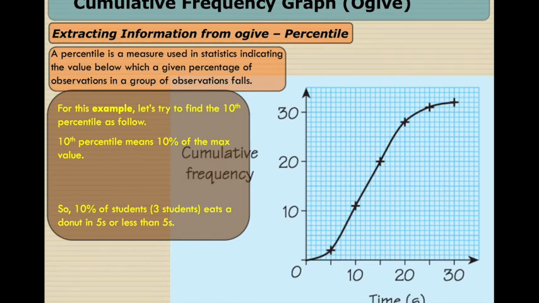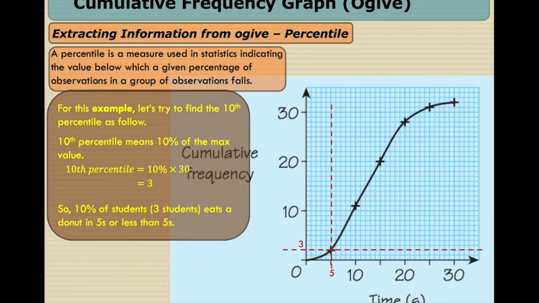In this example, let's try to find the 10th percentile. Now 10th percentile means 10% of the maximum value, which is 10% multiplied by 30. Yeah, 30 being the maximum value, and that is equal to 3. So you find 3 in the y-axis or cumulative frequency axis. You go across, find the intersection, and then you go down, right? So 10% of the students, or 3 students, eat a donut in 5 seconds or less than 5 seconds. So that's the 10th percentile.